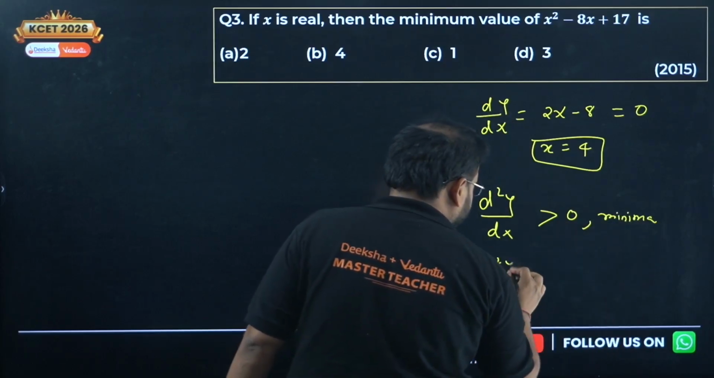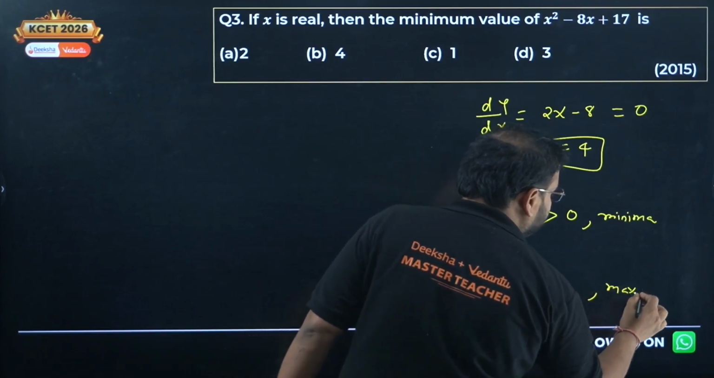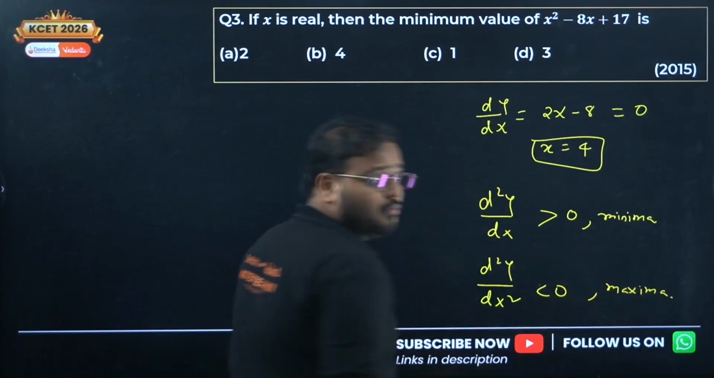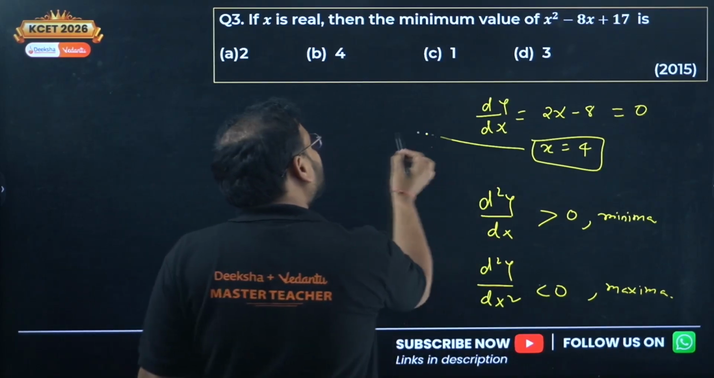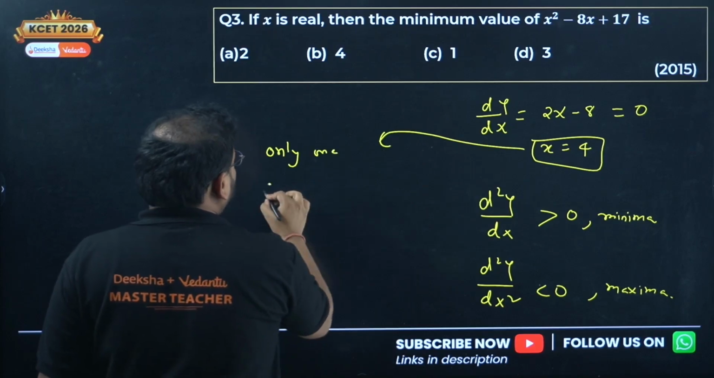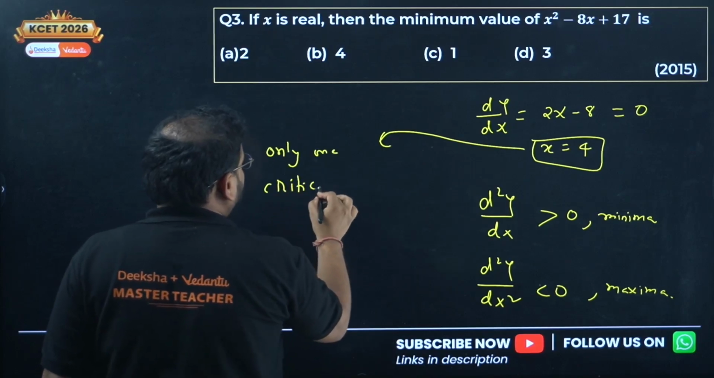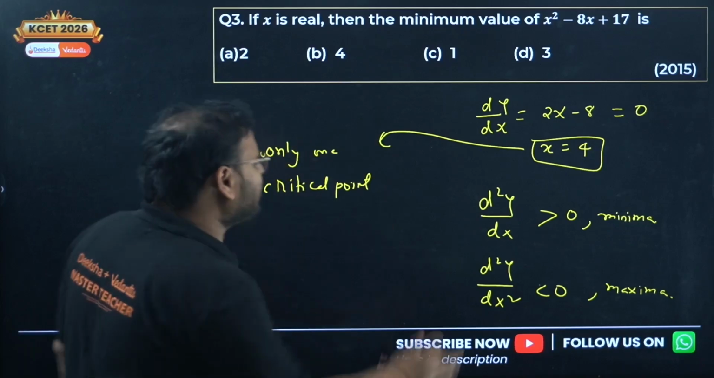Second derivative less than 0 means maxima. This is all you will do when you have more than one critical point. In this question, how many do you have? You have only one critical point. In that case, do not worry about anything, just put it back in the function.